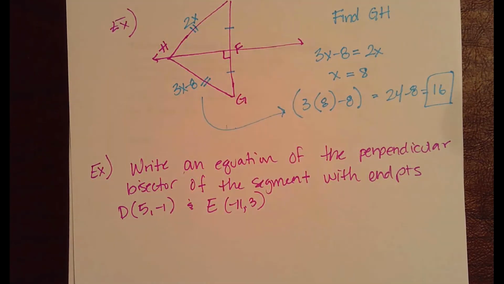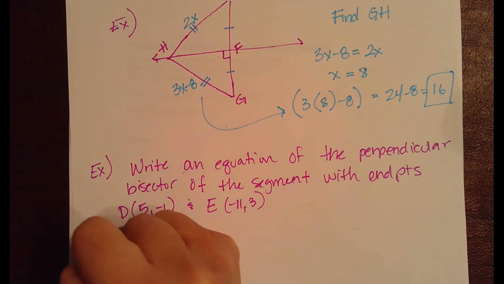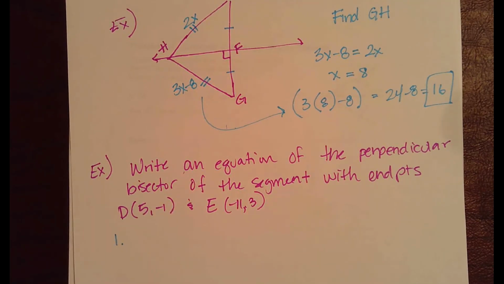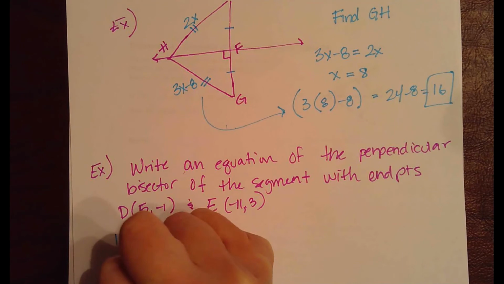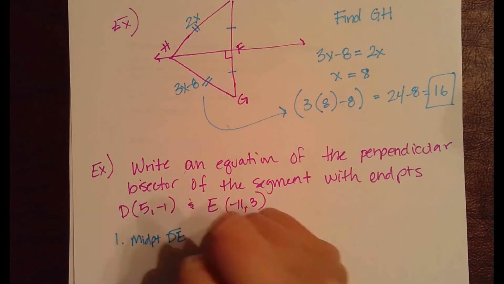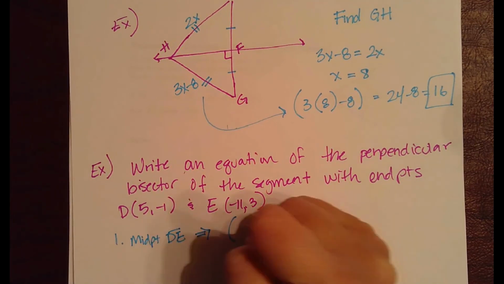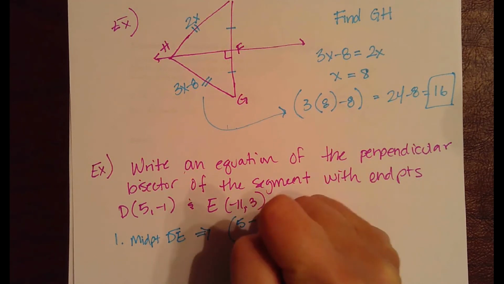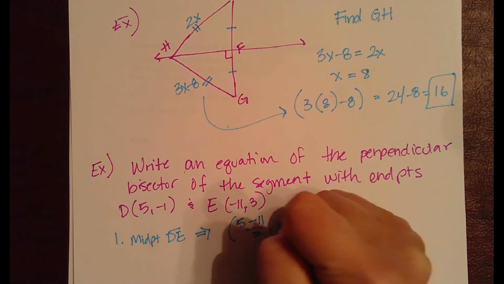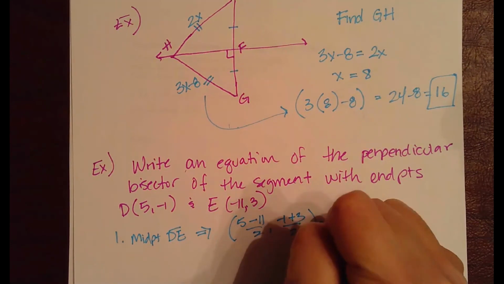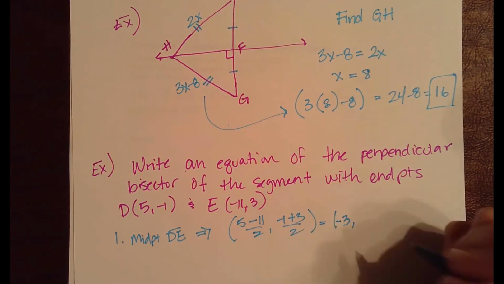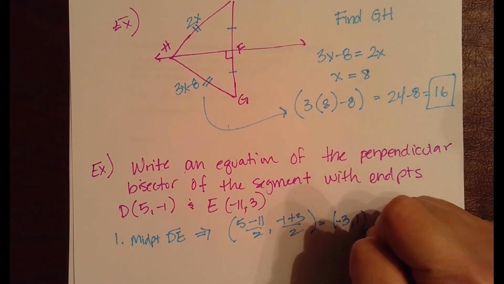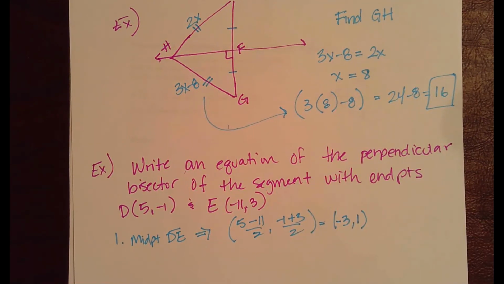So in order to do this, the first thing we're going to do is find the midpoint of DE. So remember, to do the midpoint, you add up your x's and divide by 2, and then add up your y's and divide by 2. So I get -3, 1. So that's step 1, find the midpoint of your line segment.